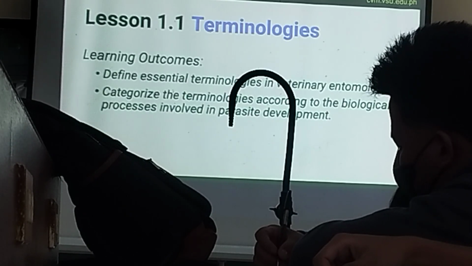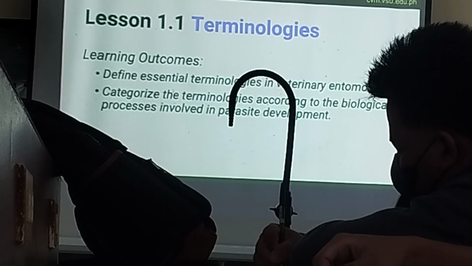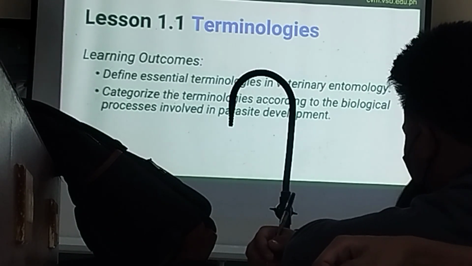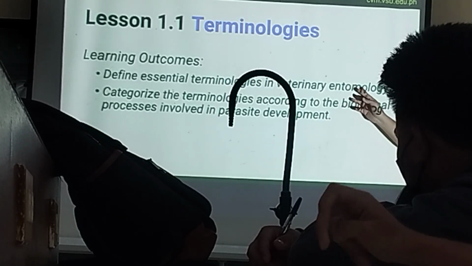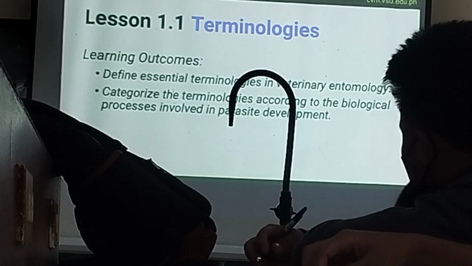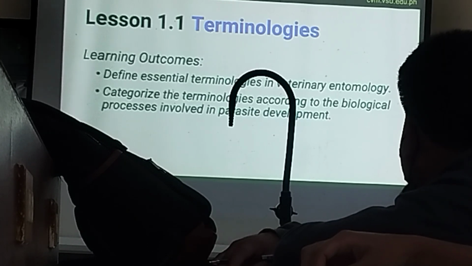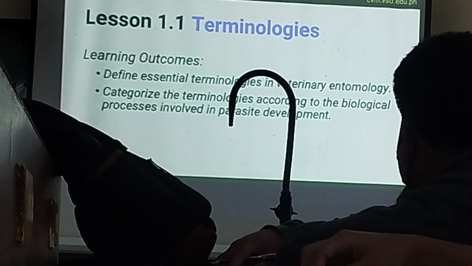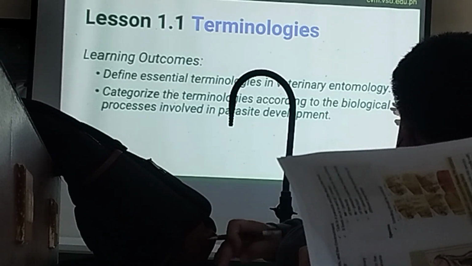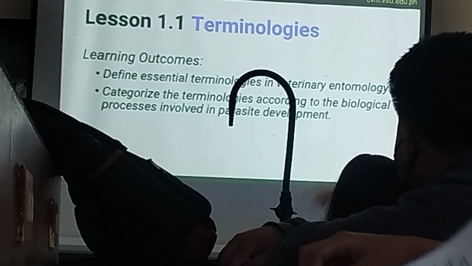So in this part, at this moment, we will discuss terminologies. The learning outcomes: to define essential terminologies in veterinary entomology. What is entomology? Study of insects. Basically, entom is not really only insects. It covers different organisms under the phylum Arthropoda. So we have insects, arachnids, and even maxillopods, like pentastomids or tongue worms. Then categorize the terminologies according to the biological processes involved in parasite development.